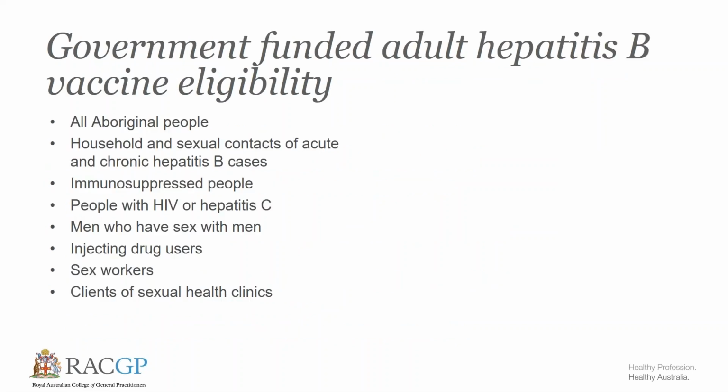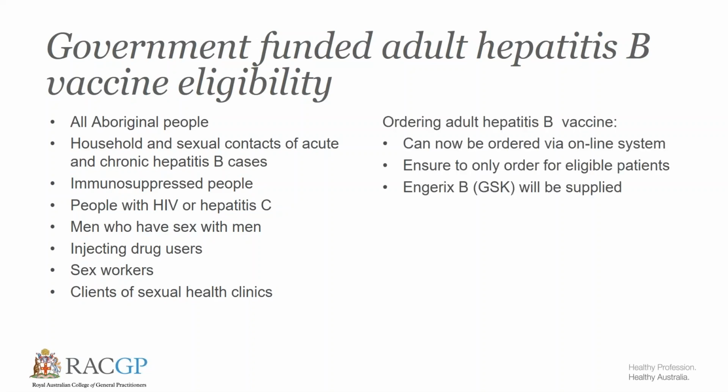So in New South Wales, we fund adult hepatitis B vaccine for high-risk groups. So any Aboriginal people, household and sexual contacts of acute and chronic hepatitis B, immunosuppressed people, people with HIV or hepatitis C, men who have sex with men, injecting drug users, sex workers, and clients of sexual health clinics are all eligible for free hepatitis B vaccine course.